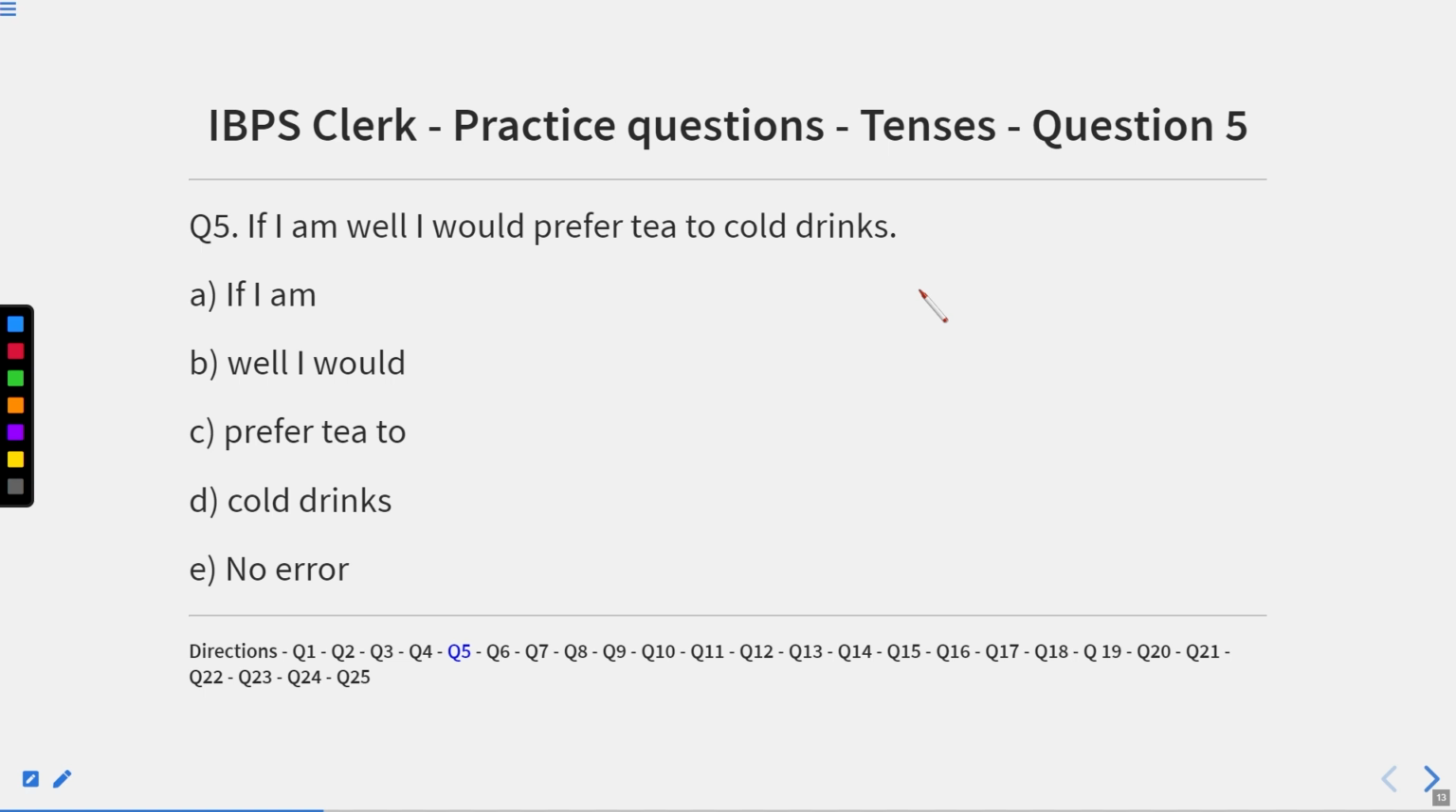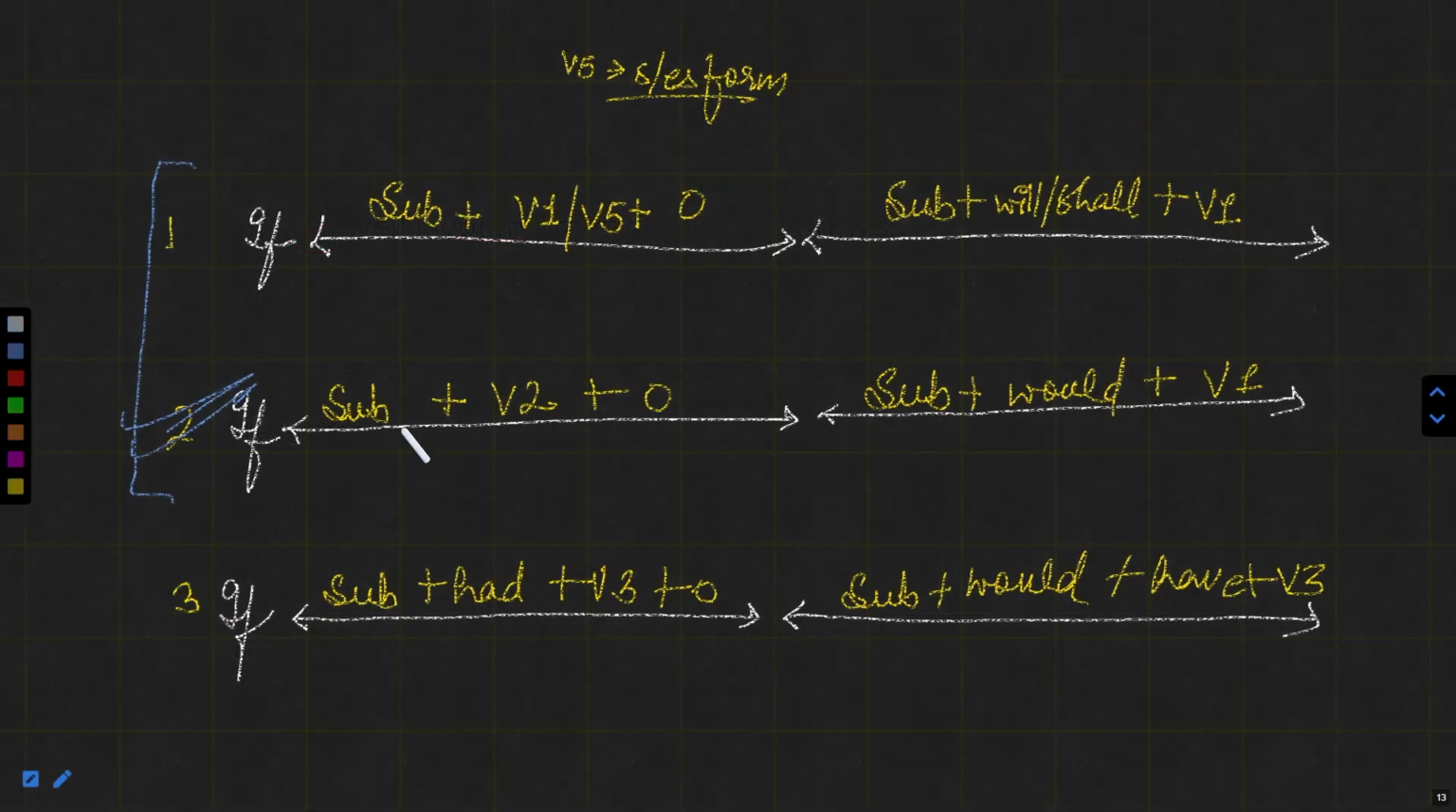It means obviously that someone has served tea and coffee to us, and I'm saying that if I were well, I would prefer tea to cold drinks. So maybe at that time I would not have preferred anything. So this part is incorrect because here it is written I would prefer. That is a type 2 condition, as you can see over here. So we need the verb's second form over here.